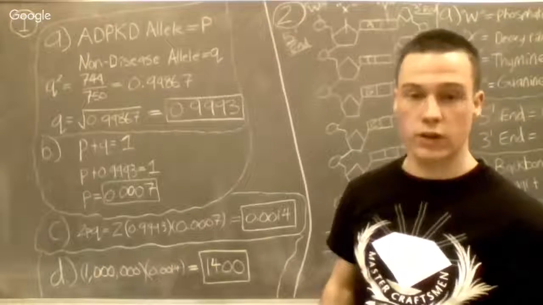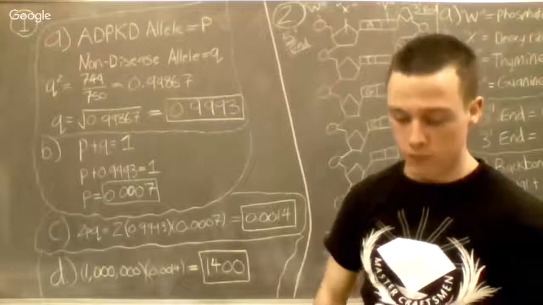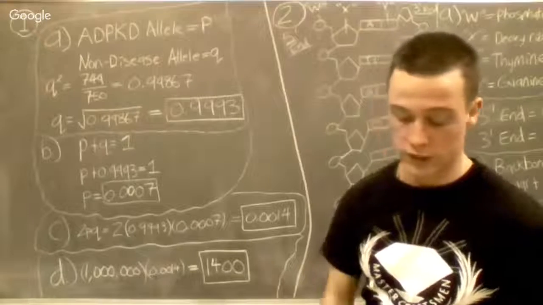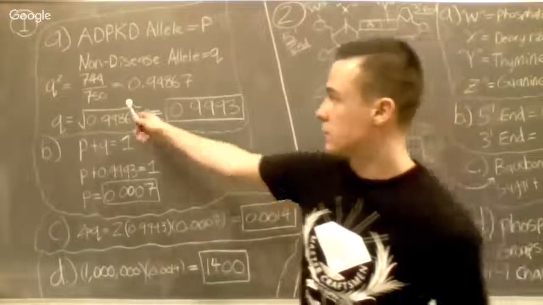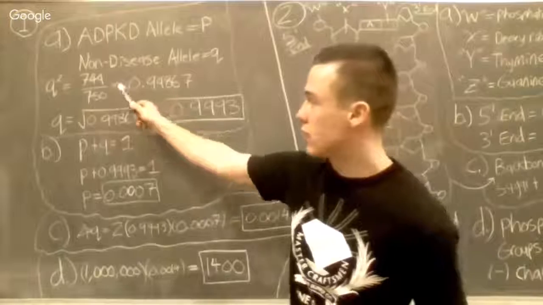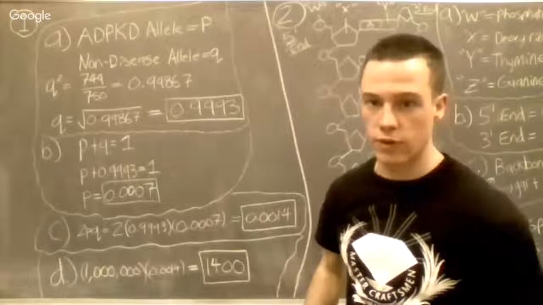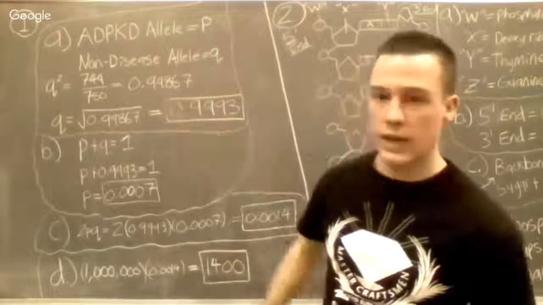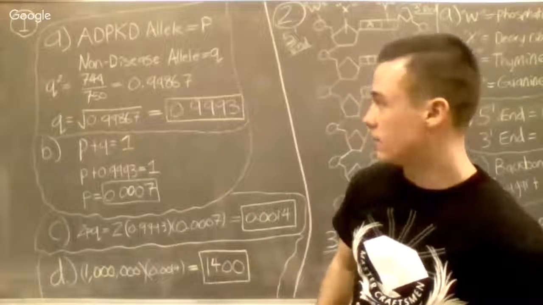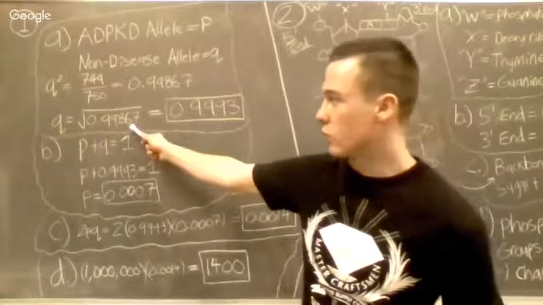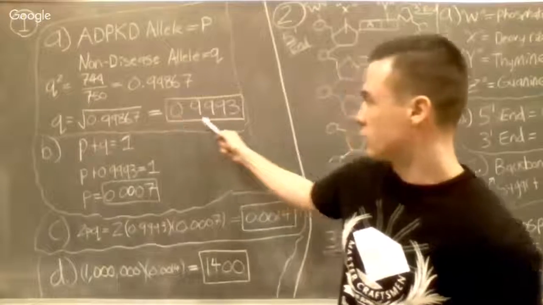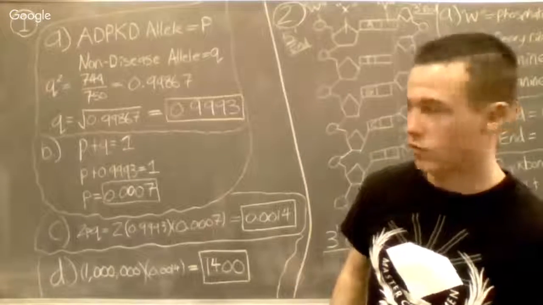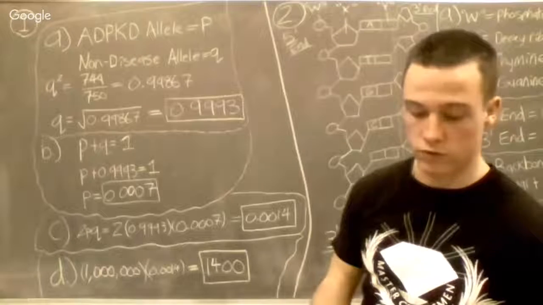If 1 in 750 people are infected with the disease, which is dominant, then to get our Q squared, we put 749 people over 750, which gives us 0.99867. Now to get Q, we take the square root of that number, and that gives us 0.9993 for our Q, or non-disease allele frequency.